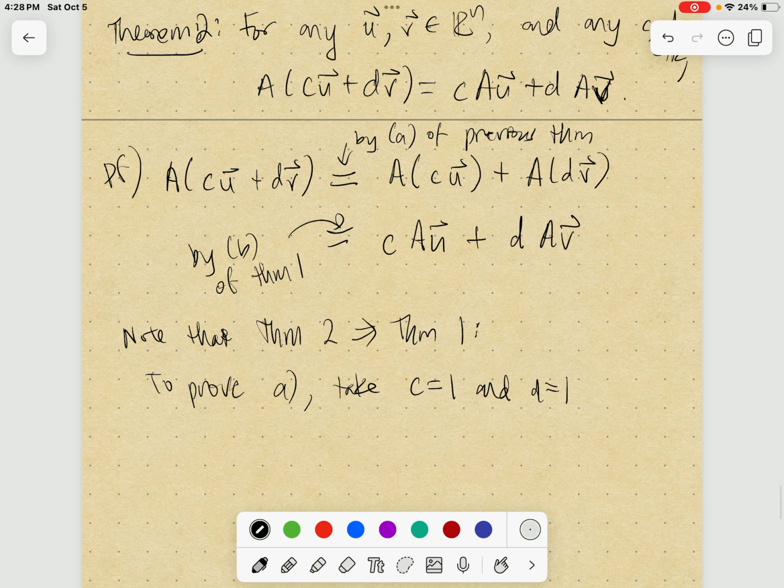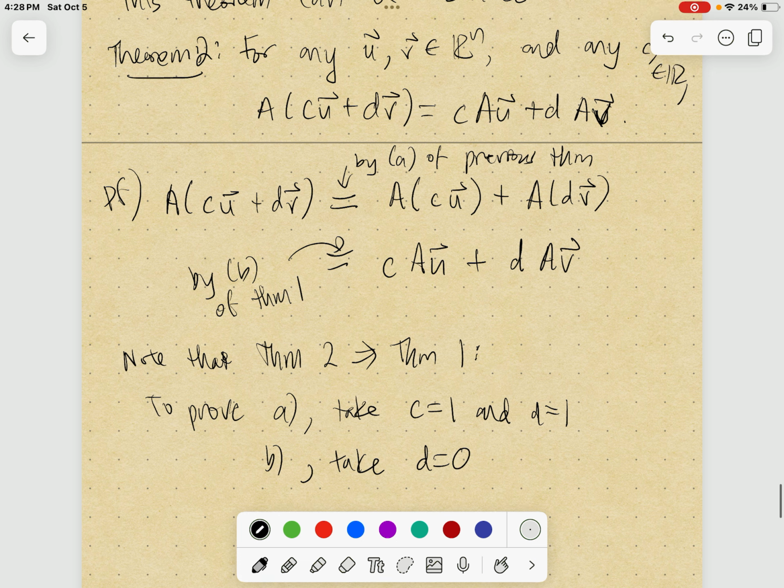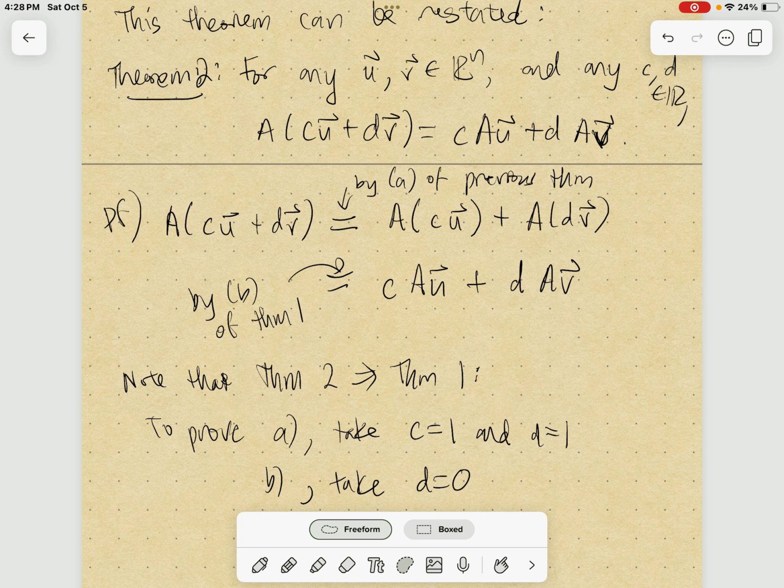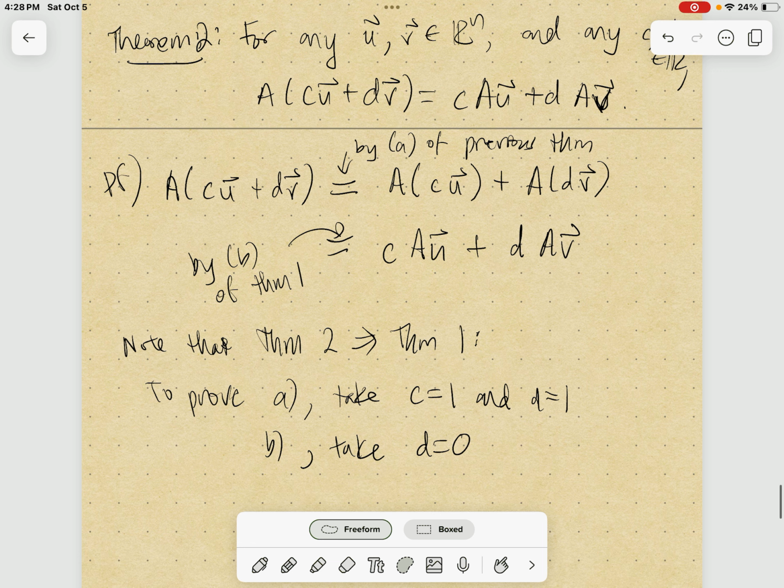Also, to prove part B, what can you do? Well, you can take D to be 0, right? Because if you take D to be 0, then you're going to get A times Cu here, and then you're going to get C times Au on the right. Because the dAv will now be 0 times Av, that's just the 0 vector. Okay, so theorem 1 and theorem 2 really are equivalent.